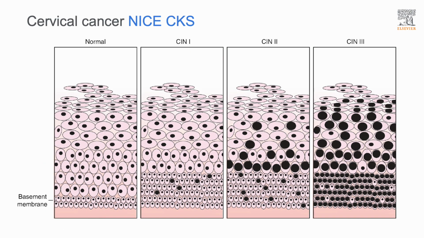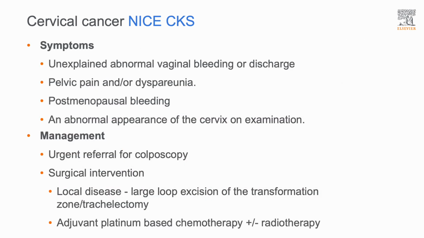This image is a representation of the progression of cervical intraepithelial neoplasia. So on the left, you can see all the normal cervical cells. CIN1 involves just a few dysplastic cells. In CIN2, you can see there is a higher proportion of dysplastic cells involving a greater thickness of the cervical epithelium. And in CIN3, the majority of cells are affected. However, dysplasia does not extend beyond the basement membrane.